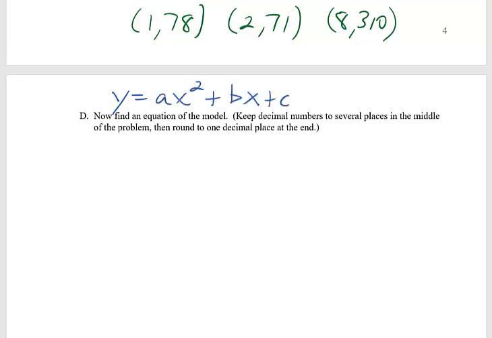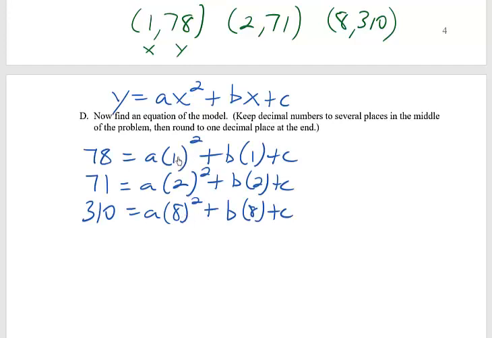And now, since these 3 points are just xy points, I temporarily plug in each one. Let's go ahead and do that quickly. Remember, you're just plugging in 1 for the x and 78 for the y, followed by 2 for the x, 71 for the y, and so on. We should simplify these three equations now.